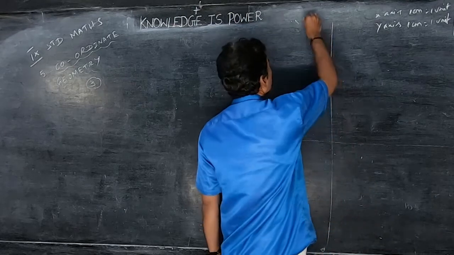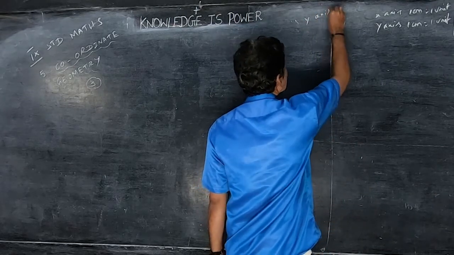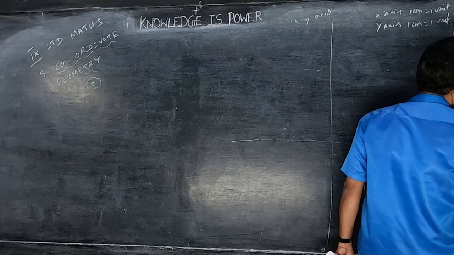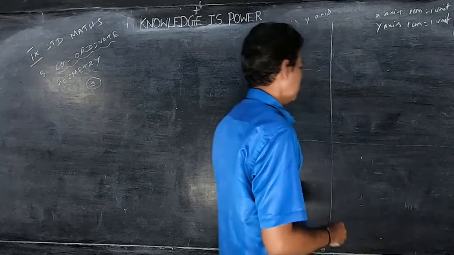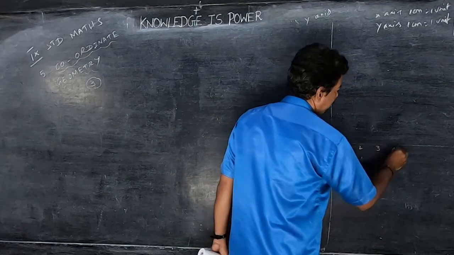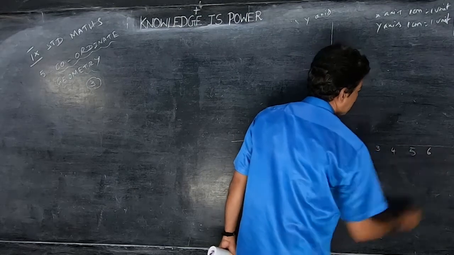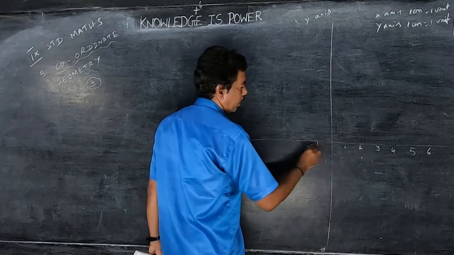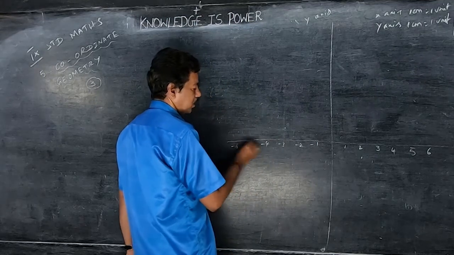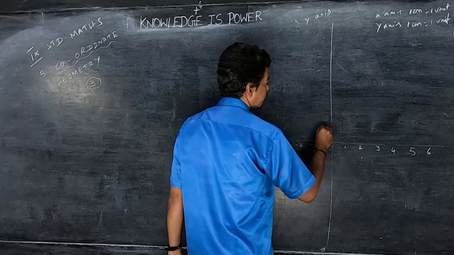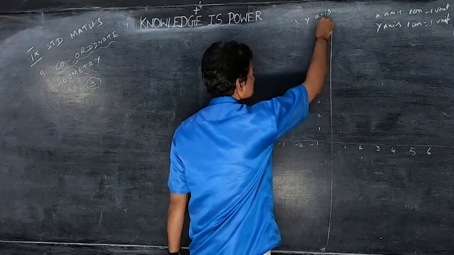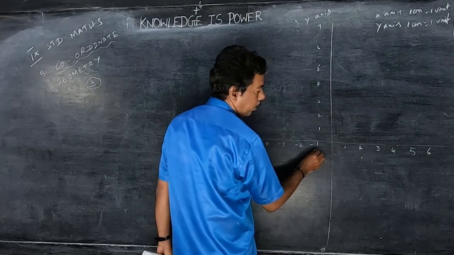So as usual, y-axis, x-axis. Okay, so you have to write the positive values 1, 2, 3, 4, 5, 6, minus 1, minus 2, minus 3, minus 4, minus 5, minus 6. Here also 1, 2, 3, 4, 5, 6, 7. Like that I told you how we have to do that.